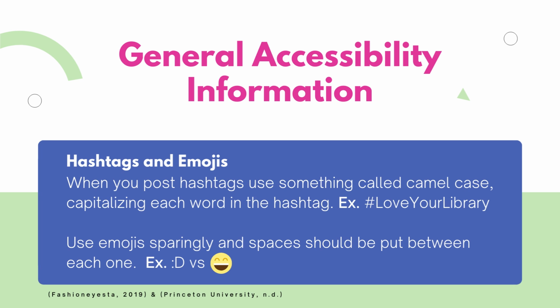Adjustments to hashtags and emoji use are similar in that they help people who are using assistive technology such as a screen reader. When you post hashtags, you're going to want to use something called camel case. This means that you're capitalizing each word in the hashtag. If you don't, the screen reader will try to read it all as one word, and by capitalizing each word, it will see it as separate words.